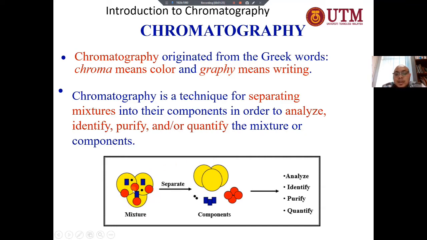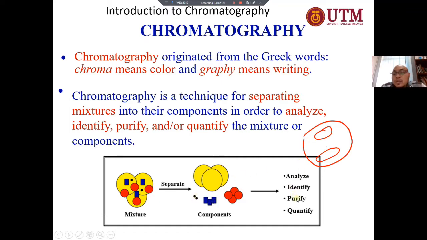For example, we have the red one, the blue one, the dot one, and the yellow one. By doing chromatography, we can separate them based on their components in order to analyze, identify, purify, or quantify. Analyze is general for these three. If I can say, analyze is as a whole, identify and quantify are within the system. Identify means that we want to know exactly what the yellow one is, what the red one is, what the blue one is, what the dot one is.